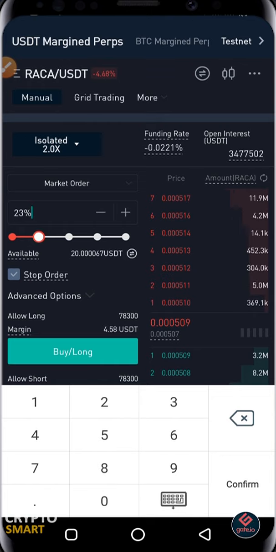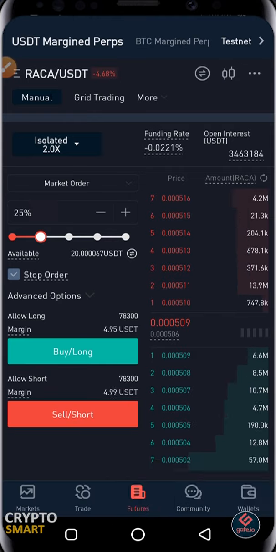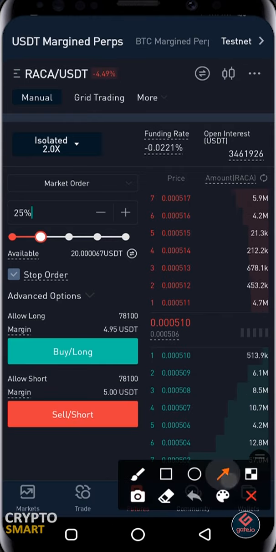Okay, it's almost 25. So if you notice, 25% is the margin. Is that right? Now look at what we have here. Out of 20 USDT I'm using, my margin is 5 USDT. Is that okay? So why is the margin for long 4.98? I think there are some fees that they charge. All right, that is why you are having it as that.